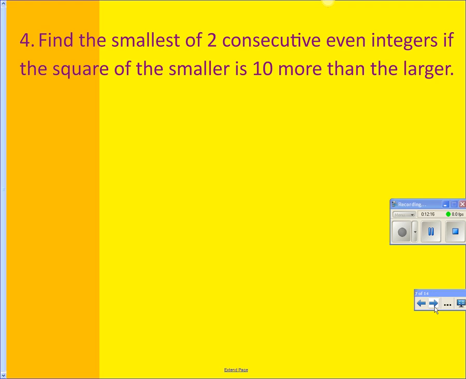What's something I should circle first? 2 consecutive even. All right, so let's write that down. X and what for 2 consecutive even? And x plus 2. Okay, here we go. It says, find the smallest of 2 consecutive even integers. So that hasn't really told me what to do yet. If the square of the smaller is 10 more than the larger.